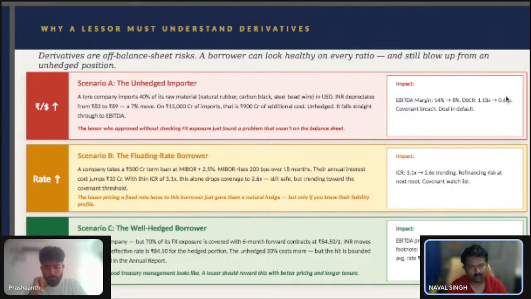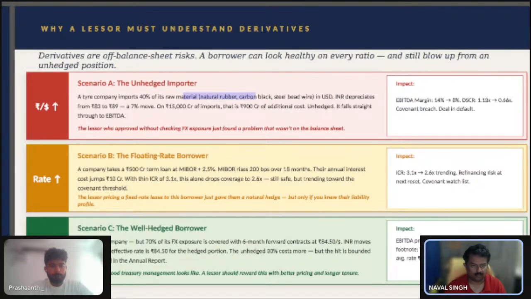It becomes 0.66, right? Which shows that the company cannot service its debt on time, all through no fault of their own. It's because the rubber prices have increased. If you have been noticing, the prices of coffee have increased.